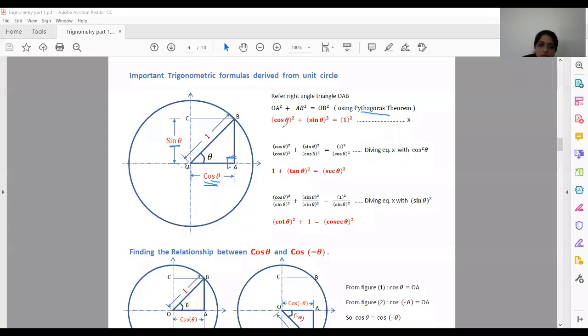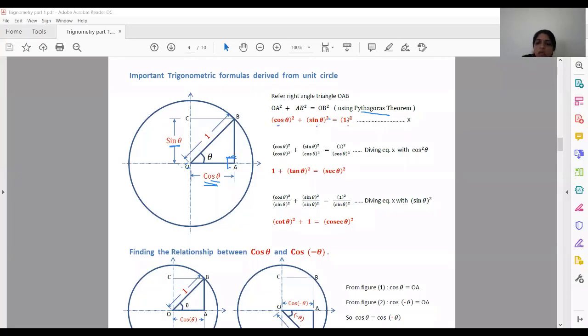So in the place of OA, we can write cos theta. In the place of AB, we can write sin theta. So cos theta whole square, sin theta whole square, and the value of OB from the unit circle is 1, so 1 square. So with the help of the unit circle, we can easily say that cos square theta plus sin square theta is equal to 1.